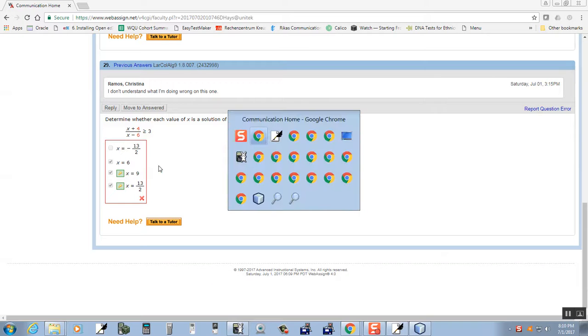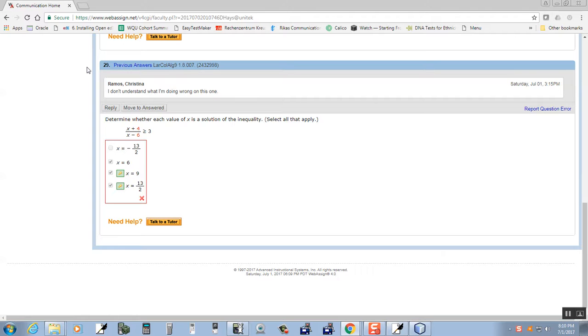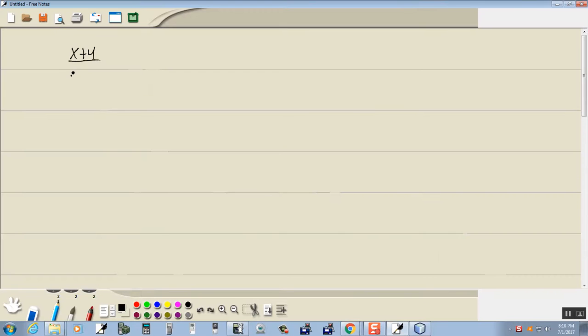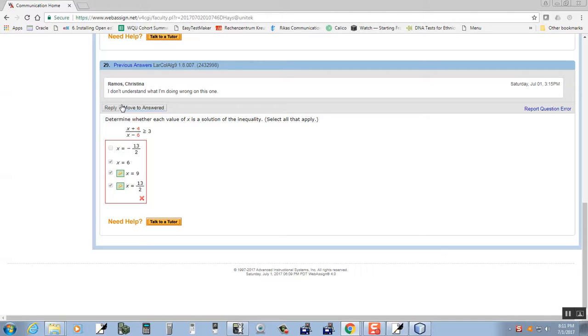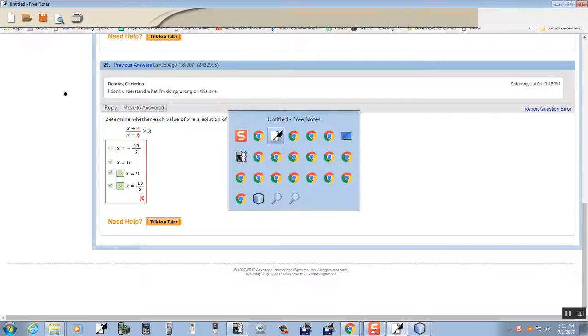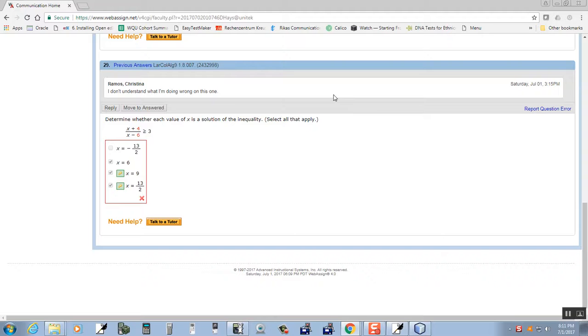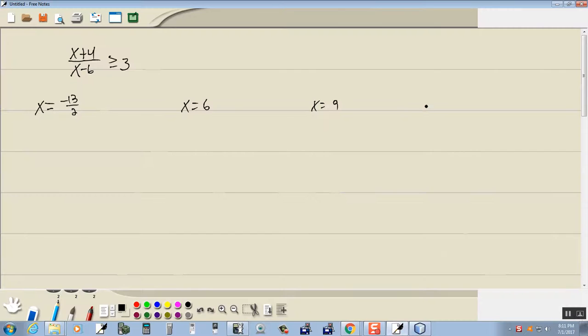Okay, if we look at this one, we've got (x plus 4) over (x minus 6) is greater than or equal to 3. And the values are negative 13 halves, 6, 9, and positive 13 halves.